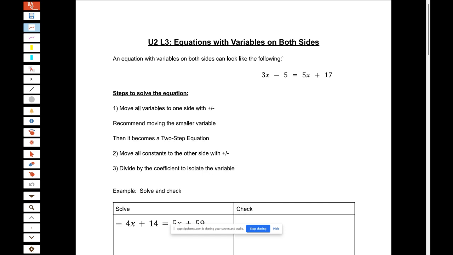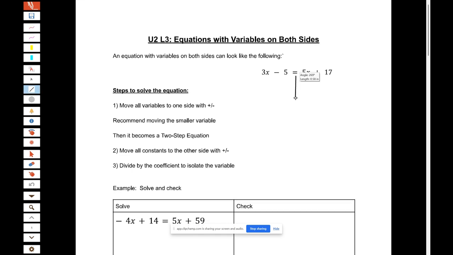Hello and welcome to this lesson on solving equations with variables on both sides. An equation with variables on both sides can look like this one. You'll notice we now have an x on the left and an x on the right. The first thing we should try to do is get all variables to the same side.